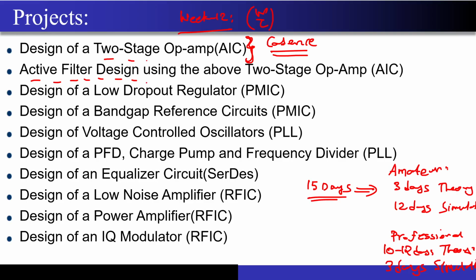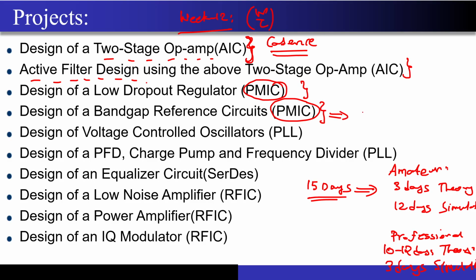So whatever two-stage op-amp you have designed, you can also put some RC network around it and design high-pass, band-pass or low-pass filter circuits. The next projects after doing the PMIC course will be, of course, design of a low dropout regulator and the design of the band gap reference circuit.